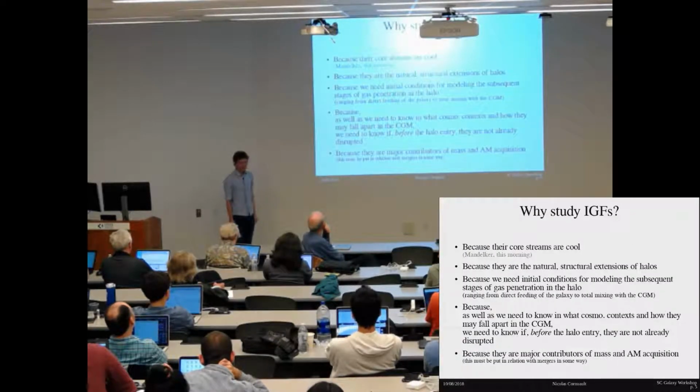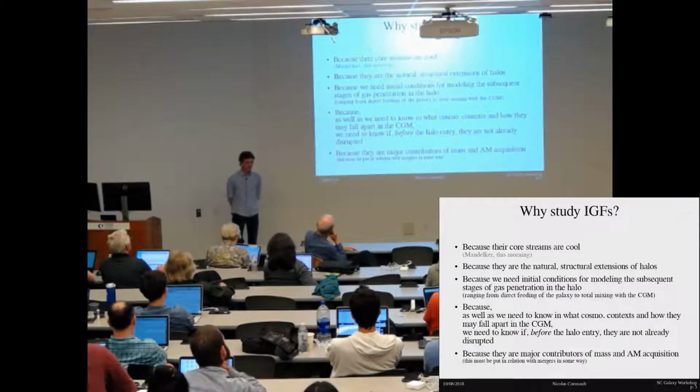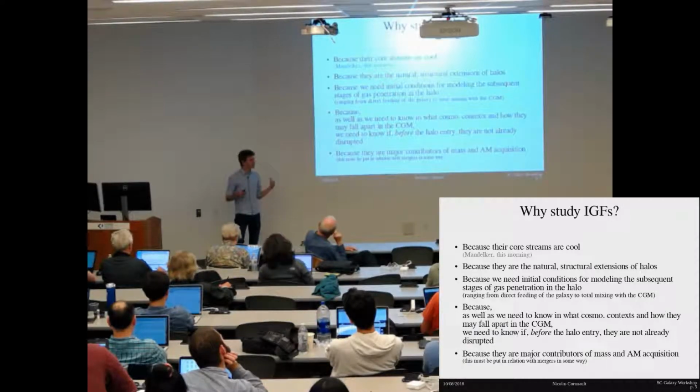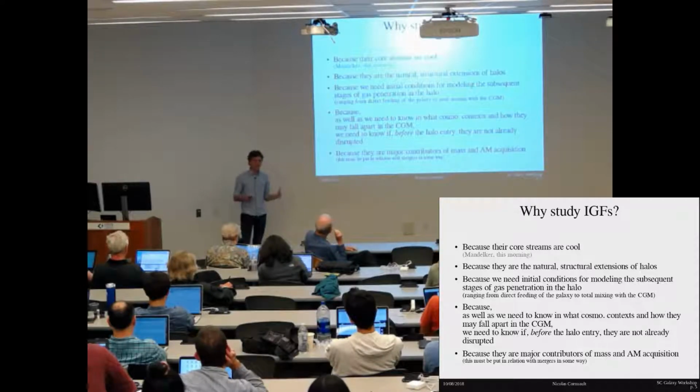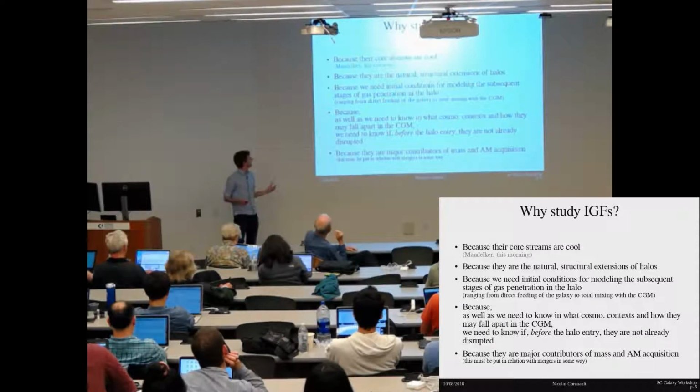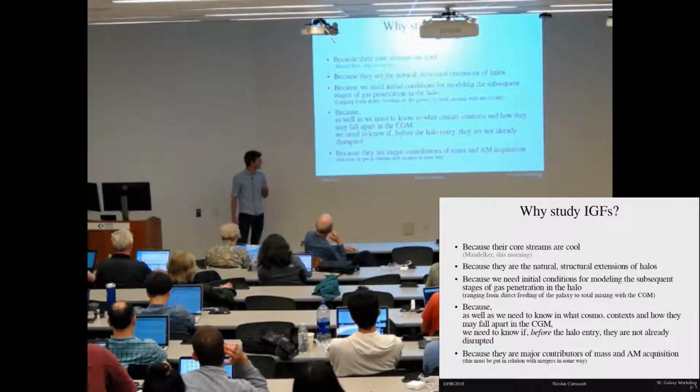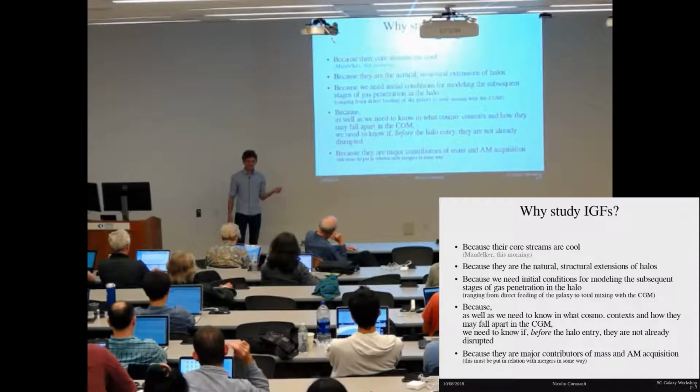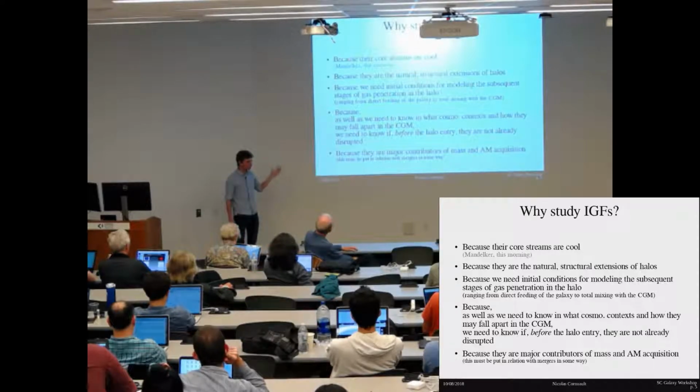So why should we study them? First, as Nir said, because it's cool. And second, if we study halos, we should study every other object at any dimensions. So they are the natural structural extensions of halos, and in fact, they are the things that give the first anisotropy to halos. Then, if we want to study problems like Nir and Han study, we need initial conditions. And those can only be given by simulating or having toy models for filaments above the virial radius.